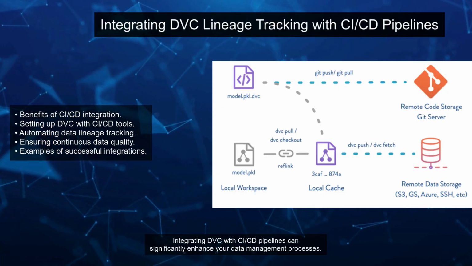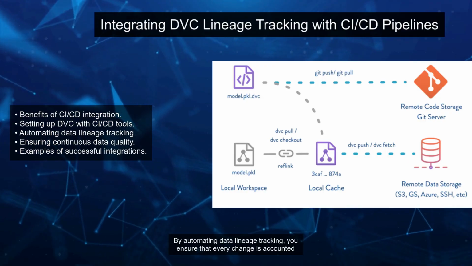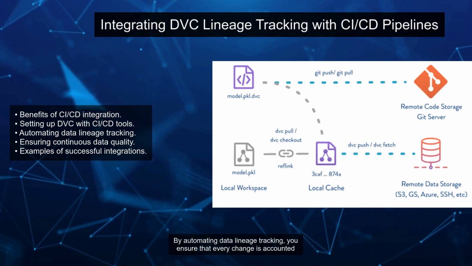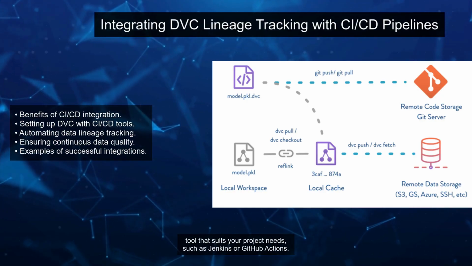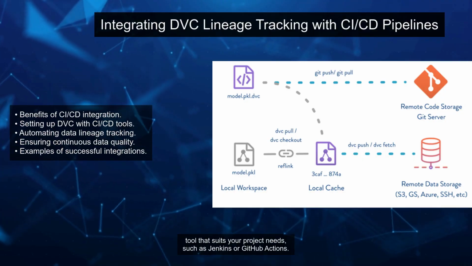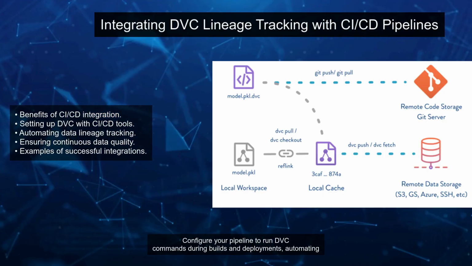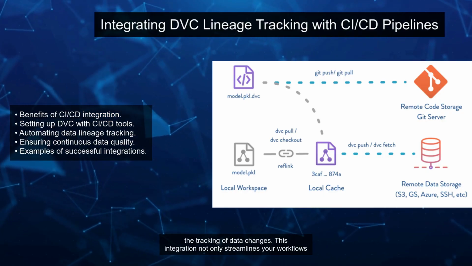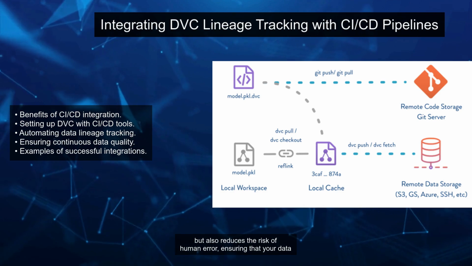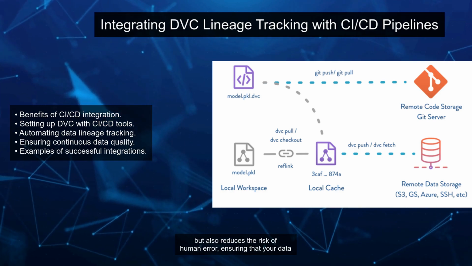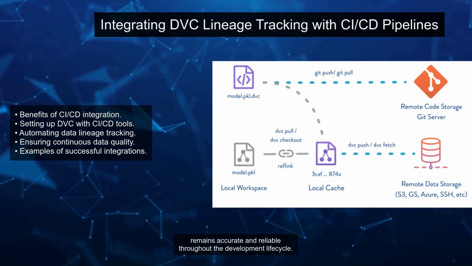Integrating DVC with CI/CD pipelines can significantly enhance your data management processes. By automating data lineage tracking, you ensure that every change is accounted for in real time, maintaining continuous data quality. Start by selecting a CI/CD tool that suits your project needs, such as Jenkins or GitHub Actions. Configure your pipeline to run DVC commands during builds and deployments, automating the tracking of data changes. This integration not only streamlines your workflows but also reduces the risk of human error, ensuring that your data remains accurate and reliable throughout the development lifecycle.